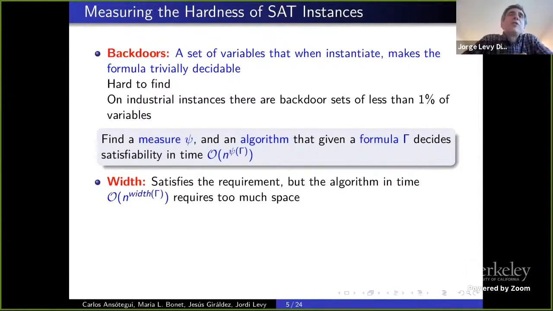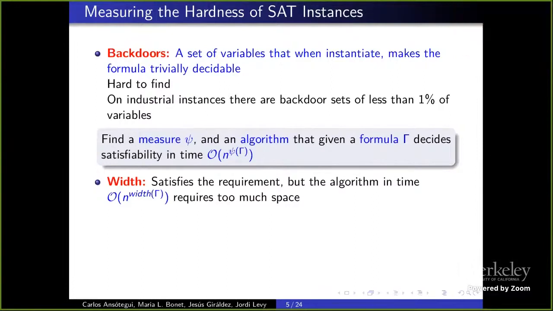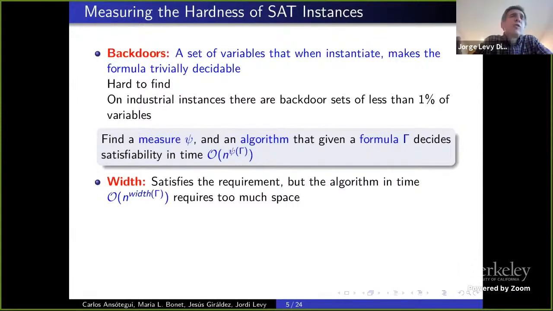So you can use heuristics to find promising variables and try to instantiate them and get an upper bound to the size of this backdoor, but you cannot get the exact size of the backdoor. Yeah, but for your approximation, there must be a tool that computes this approximation. Yeah.